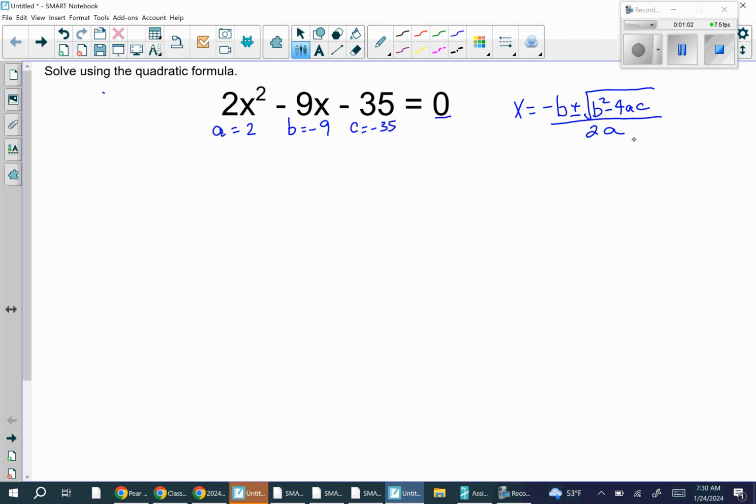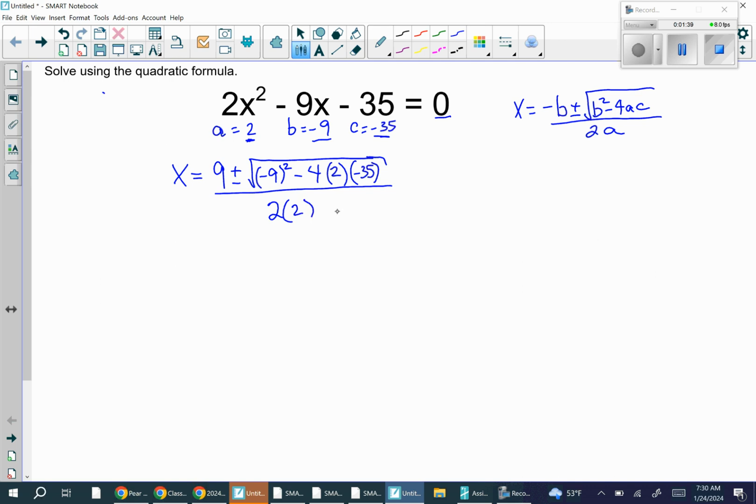The next step is to substitute. So we have x equals the -b, the opposite of b. Well, if my b term is -9, the opposite of that is +9, plus or minus the square root of b squared. So b is -9, so -9, I'm going to put that in parentheses, squared, minus 4 times a is 2, times c is -35. And that is all over 2 times a, and again, a is 2, so 2 times 2.